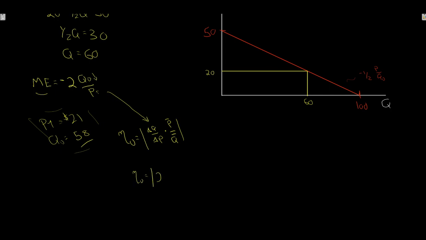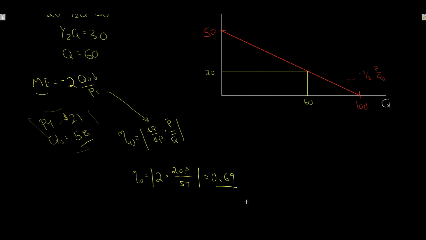Elasticity of demand is 2 times, what's my average price? I went from 20 to 21, so 20.5. Over my average quantity, I went from 60 to 58. That's going to be 59. So working through that, 20.5 divided by 59 times 2 gives me 0.69.